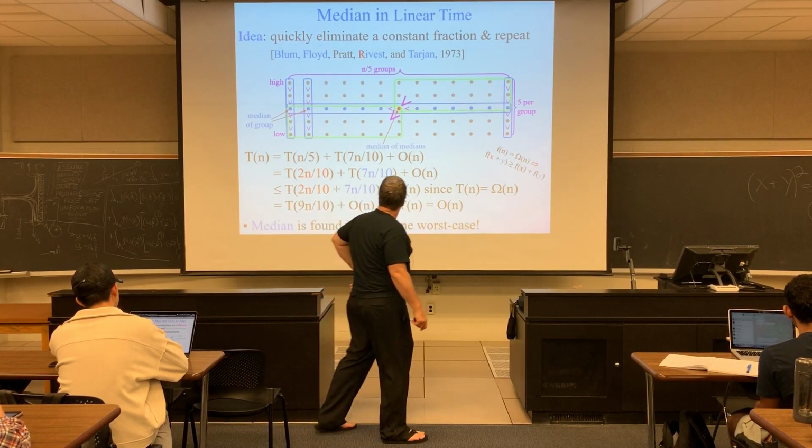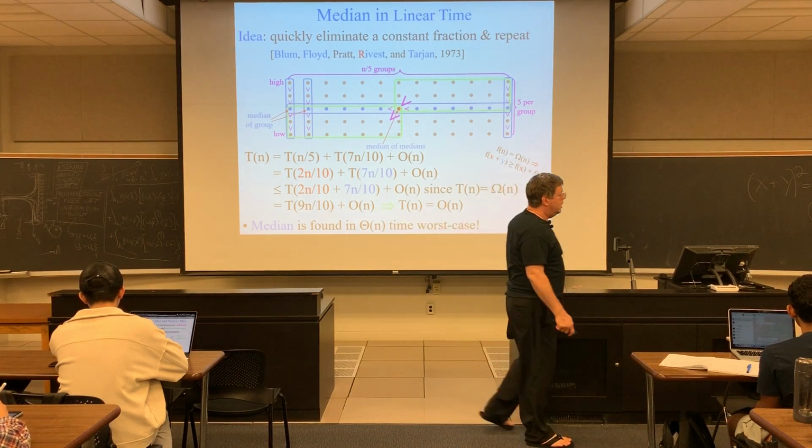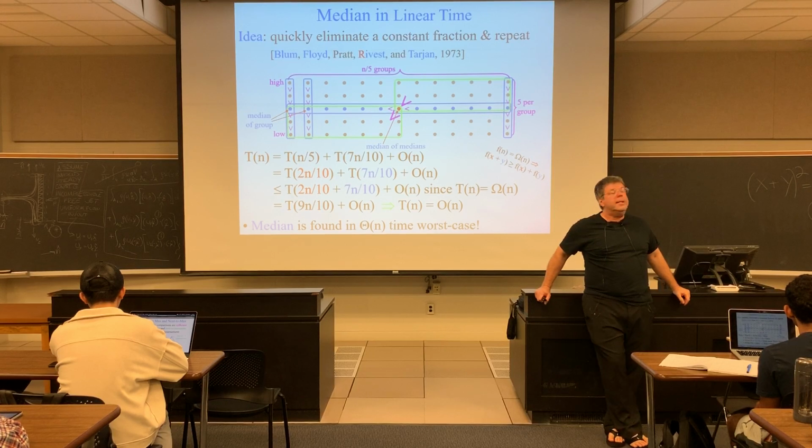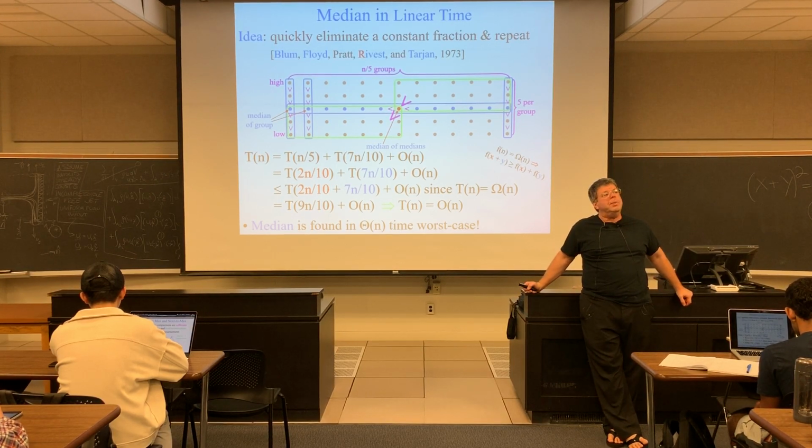So now we found the median in big O of n, and together with the fact that linear takes Omega of n to find, this is an optimal algorithm. It's linear to find the median, and we know we can't do better. And this algorithm took decades to find. You can see why. It's tricky, it's subtle, it's beautiful, it's elegant.